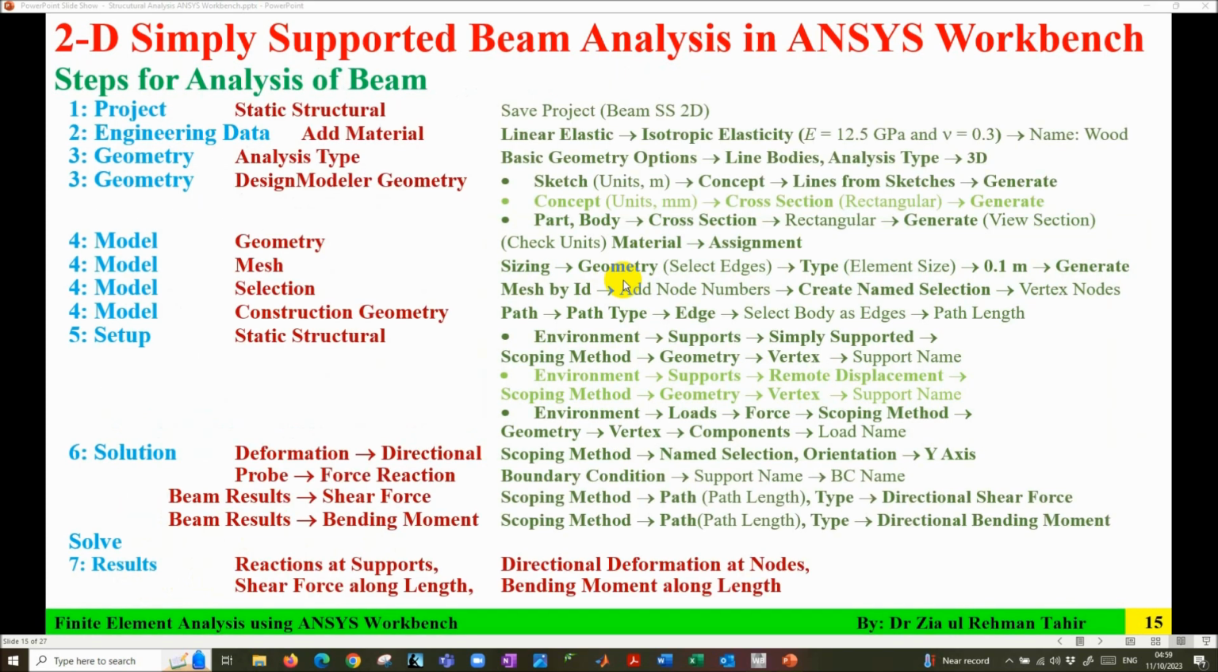ANSYS results. Steps for analysis of a simply supported beam in ANSYS Workbench. So these are the main 7 steps. You need to start project, then engineering data, then geometry, then model, setup, solution, and then results. So I'll follow all these steps to analyze the beam. Because it's the first lecture, I have created a chapter corresponding to each step. So if you are already familiar with any of the steps, then you can simply go to the chapter which you want.